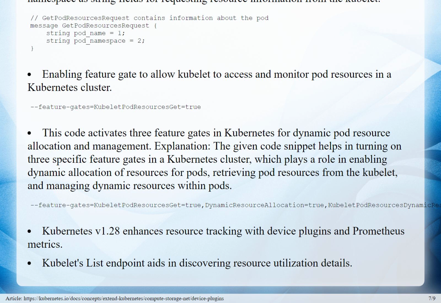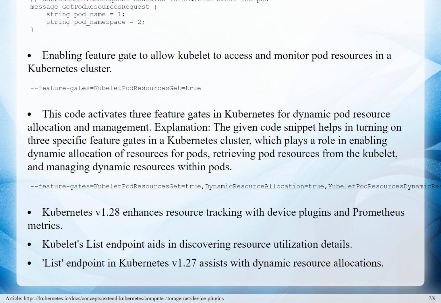The kubelet, acting as a service, provides a gRPC endpoint called list to help identify resources and their usage on the node. This informative endpoint returns data on devices used by running pods, including exclusive CPU IDs, device plugin reported device IDs, and NUMA node allocations.